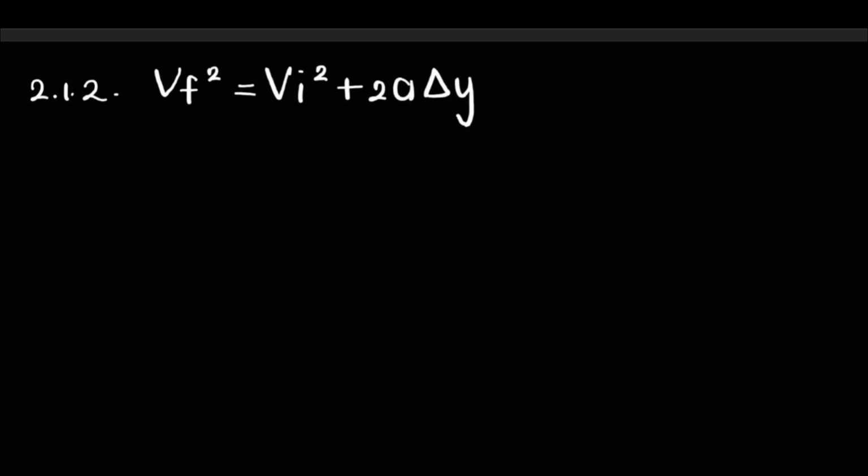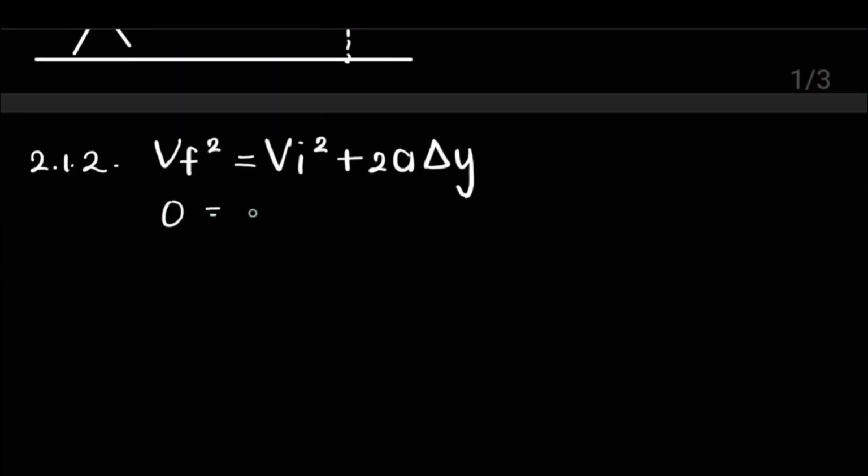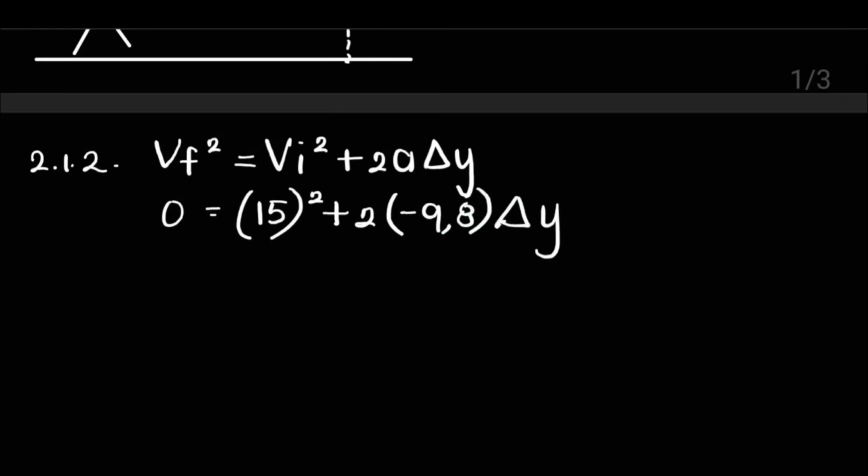Let's substitute. We know that VF squared is 0, so 0 squared is 0. Then VI is a positive 15 squared, plus 2 into acceleration, which is the same thing as g, the acceleration due to gravity. Gravity always acts down, so that's going to be negative 9.8, and delta y is our unknown. Direction in this section is extremely important. We have to have the correct sign with a value according to its direction.